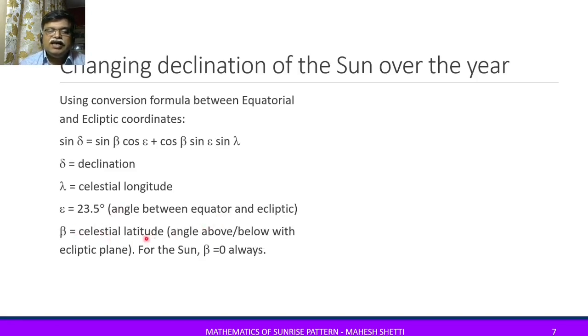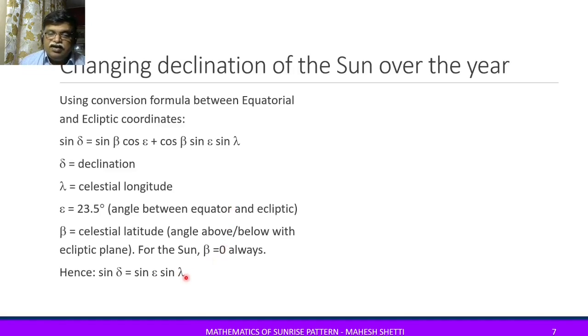And beta is the celestial latitude. The way you have declination, angle measured from equatorial plane, there is celestial latitude, which is angle measured from ecliptic plane. But for sun, it is 0 because sun is on ecliptic plane, and therefore beta becomes 0 always. Now, if you substitute this beta equal to 0 in this formula, sine of 0 is 0, and therefore this term vanishes. Cos of 0 is 1, and therefore this term becomes simple, and we get relation sin delta is equal to sin epsilon sin lambda.